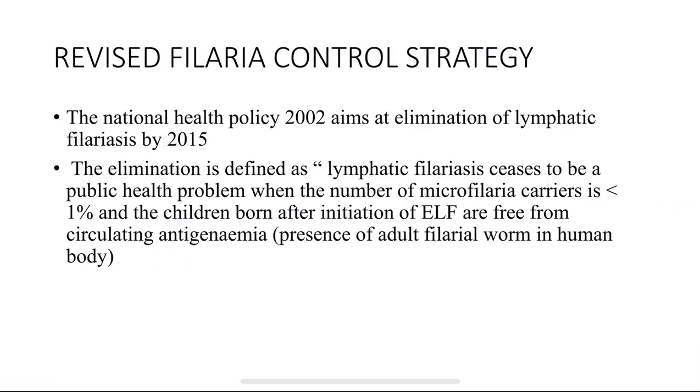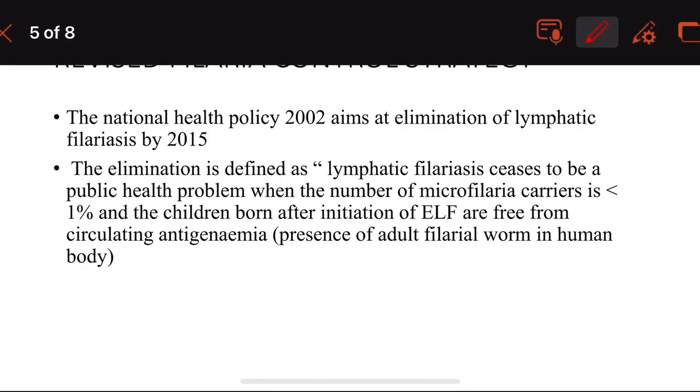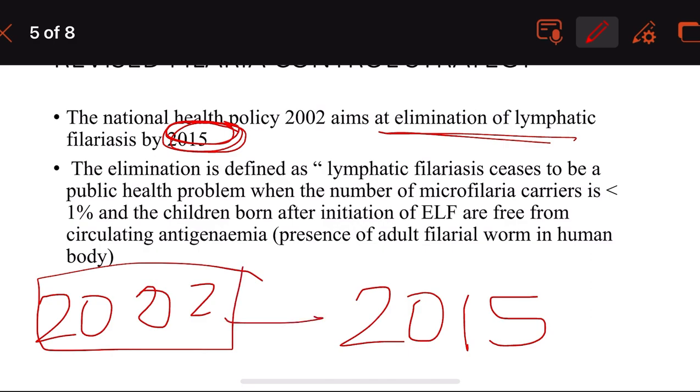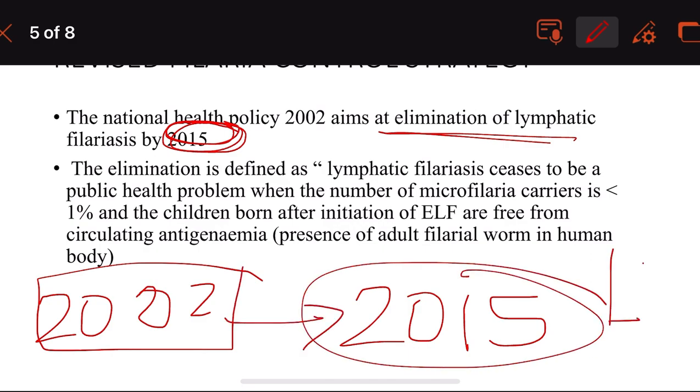Fine. Moving on to the revised filaria control strategy. The National Health Policy 2002 envisages the elimination of lymphatic filariasis by the year 2015. It aims at the elimination of lymphatic filariasis by 2015, and this aim was set up in the year 2002. They aimed that by the end of 2015, lymphatic filariasis should be eliminated.